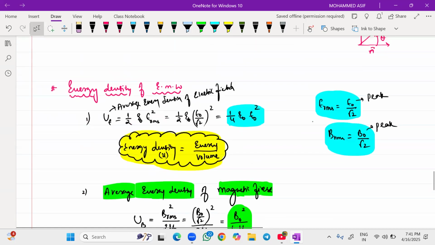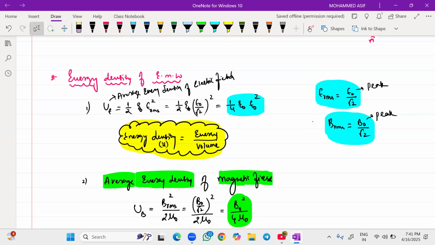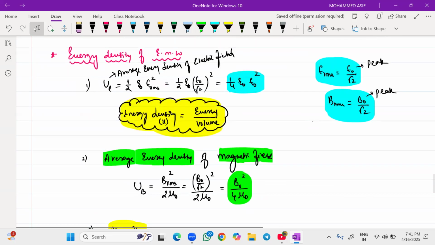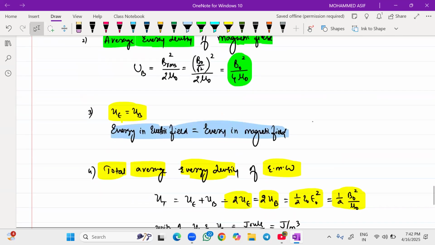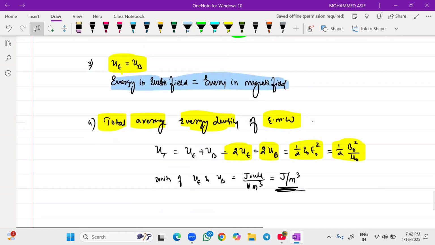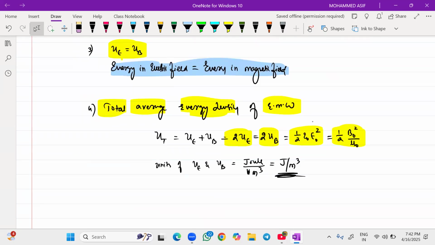Then energy density. The energy density of the electric field is 1 by 4 epsilon naught into E naught square. E naught is known as the peak value of the electric field. The average energy density of the magnetic field is B naught square divided by 4 mu naught. Remember that the average energy density of the electric field is always equal to the energy density of the magnetic field. Adding both of them gives the total energy density, which is 2 times the energy density of the electric field, or 2 times that of the magnetic field. The formula for the total is half into epsilon naught into E naught square. If the magnetic field is given, it will be half into B naught square divided by mu naught.